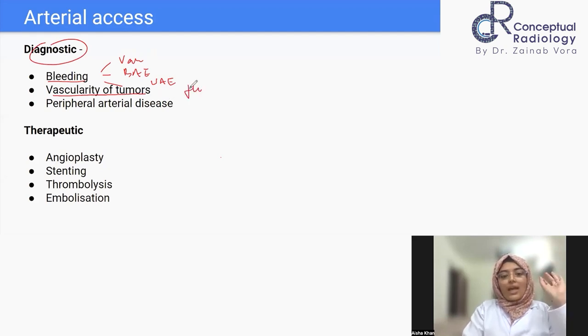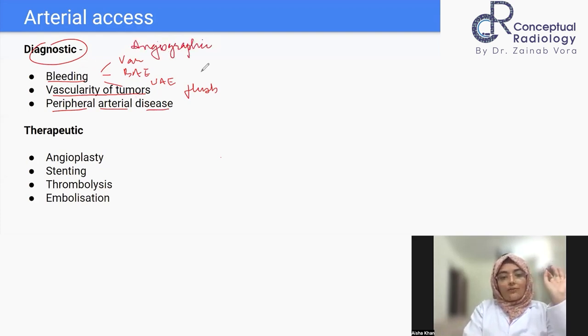So when you do a flush angiogram and you have to look कहाँ से contrast leak हो रहा है, so that you can localize which is the target vessel जिसको हमें embolize करना है या ligate करना है, and also in peripheral artery disease. So this is the diagnostic means angiographic role of IR.